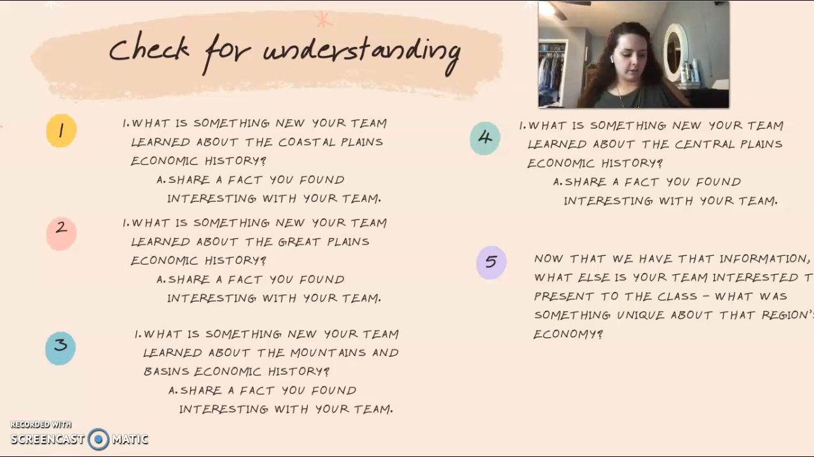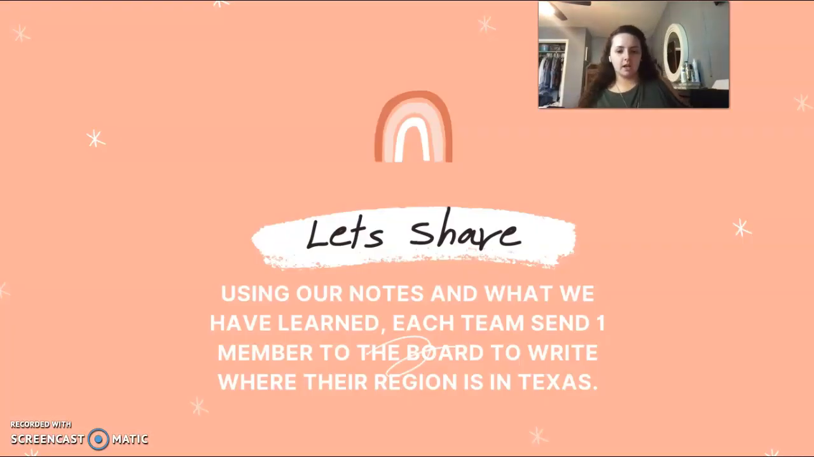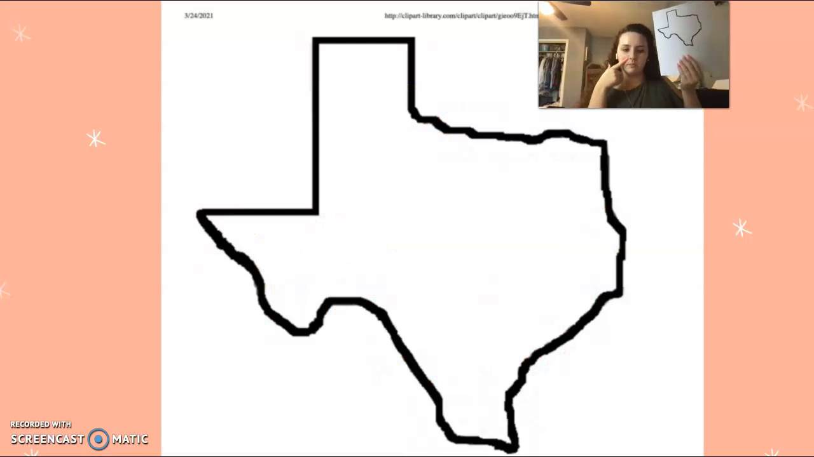Okay, so now I'm going to put up a blank shape of Texas on the board. And I want you to send 1 volunteer from each group to come up and label where their region is on the board, okay? We are going to check these after we're done.